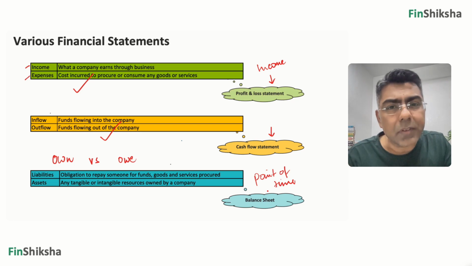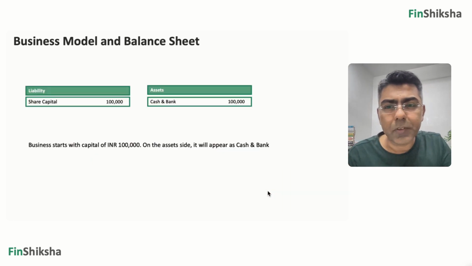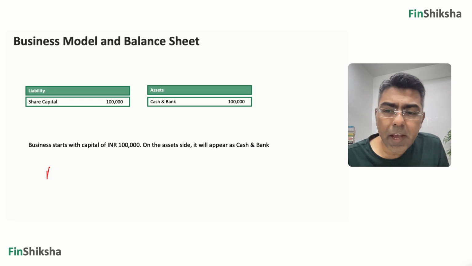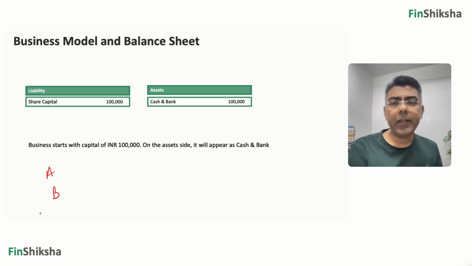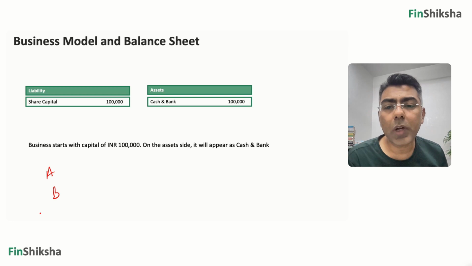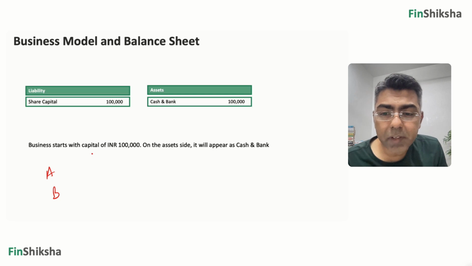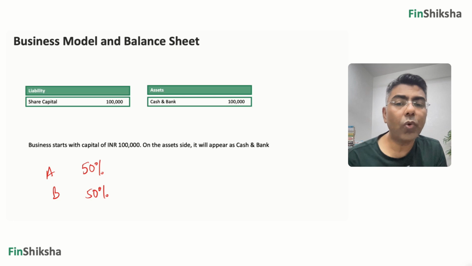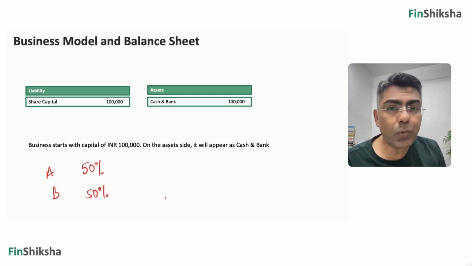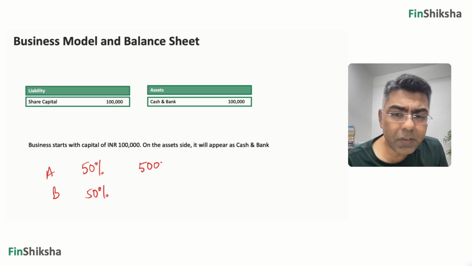So let's assume we start a business and there are two shareholders in this business. Let's call them A and B. A and B together put about 100,000 rupees or 1 lakh rupees into the business. They own 50% each in the business. So shareholder A and shareholder B both own 50% in the business. Let's assume they have initiated this business by buying shares in the company and each share is priced at 10 rupees. So both of them must have invested 50,000 rupees each. That's how you reach 1 lakh.